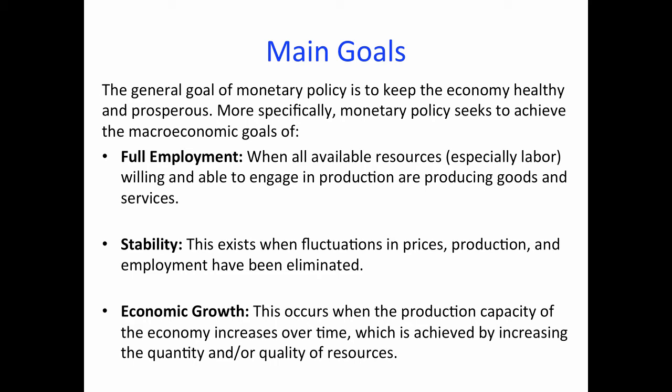First, full employment is attained when all available resources, especially labor, willing and able to engage in production, are producing goods and services. Second, stability is attained when fluctuations in prices, production, and employment have been eliminated. That's the economy is stable. And third, economic growth is attained when the production capacity of the economy increases over time, which is achieved by increasing the quantity and or the quality of resources. Therefore, monetary policy aims at making sure that all resources are fully used, that this happens within a stable macroeconomic environment, and that gross domestic product or GDP grows.